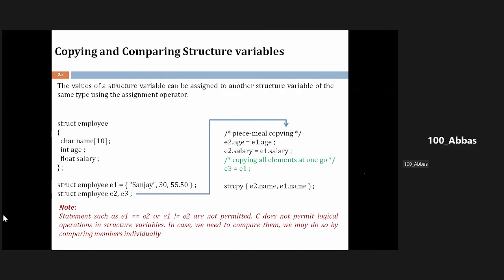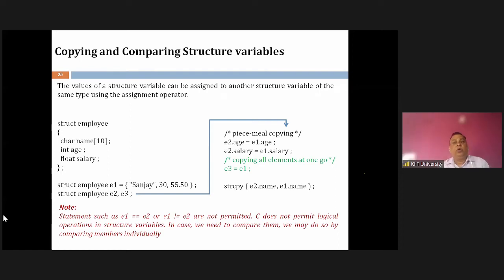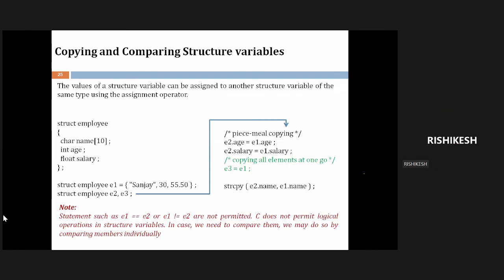So E2.age and E1.age can be compared? Yes, they can be compared. Like, can you compare two arrays? No, sir. We can compare every element of the array. So like this, every element can be compared. But the whole structure cannot be compared like this. Understood it? Yes, sir.